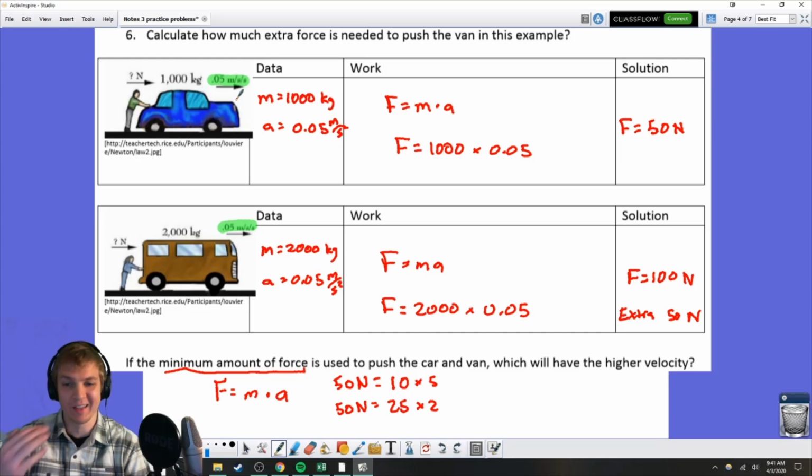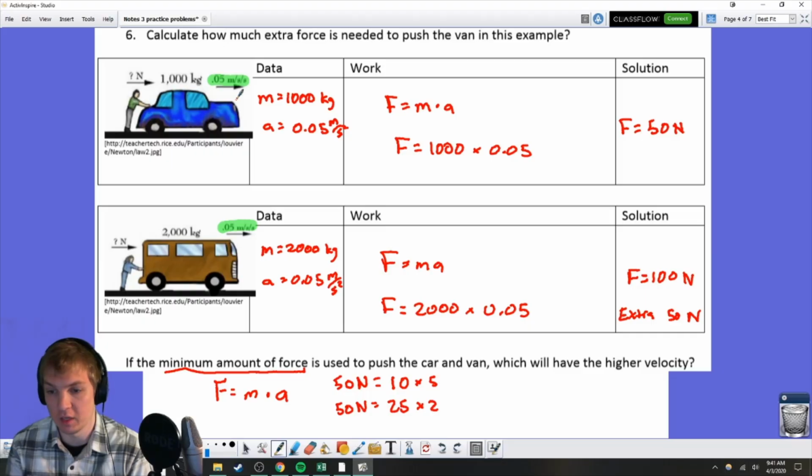And since they're both accelerating at the same rate, they're both changing their velocity at the same rate. So neither one would have the higher velocity. You would need more force in order to push the van because it weighs more. That's the only reason why you would need more force. But they are accelerating at the same rate, meaning they have the same velocity.